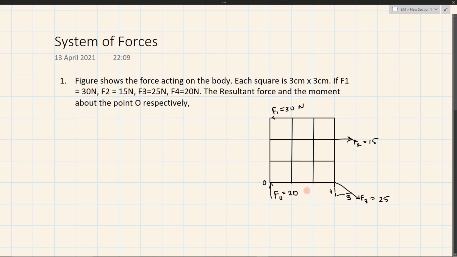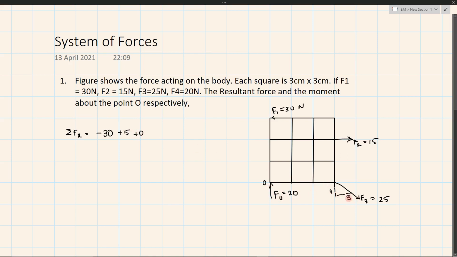So we have to resolve the forces in the x and y directions, and then we can easily find the moment also. What we'll do is first find sigma Fx, all the forces in the x direction. F1 is in the negative x direction, so we take negative 30. F2 is in the positive x direction, so we take plus 15. The x component of F4 is 0, and we have this one.